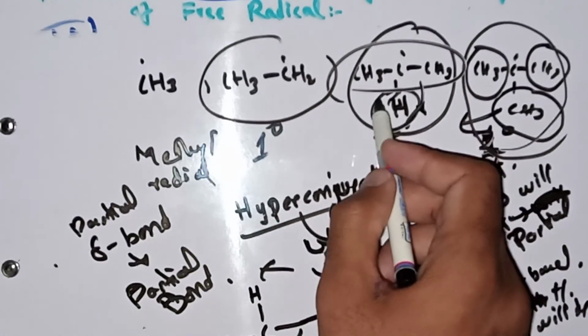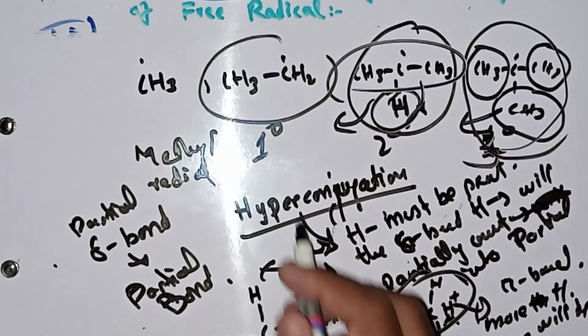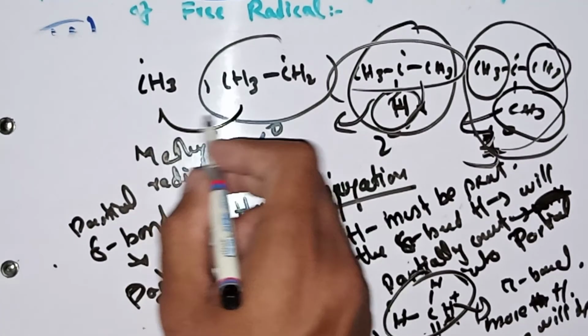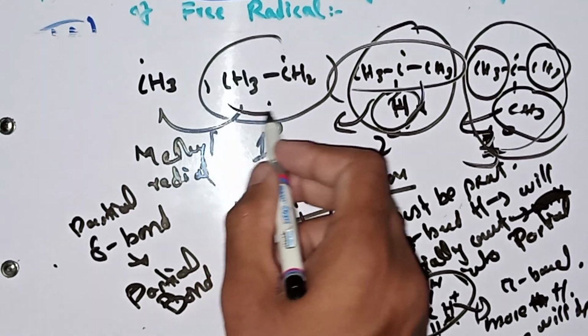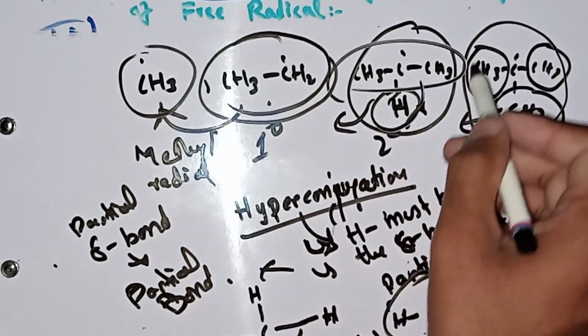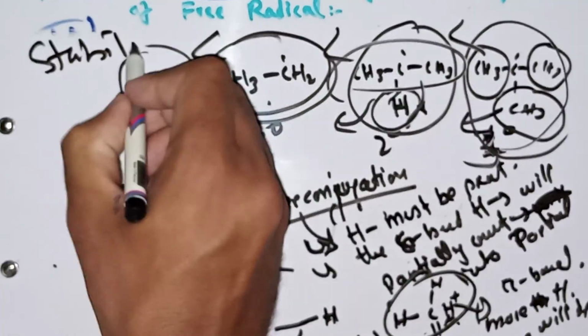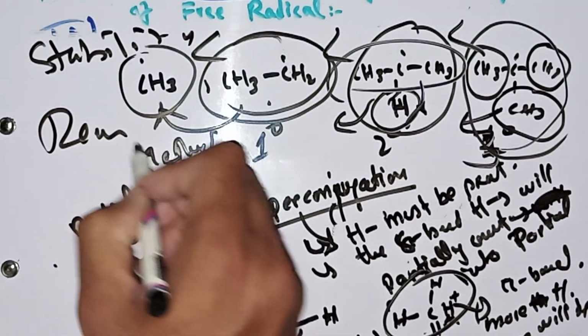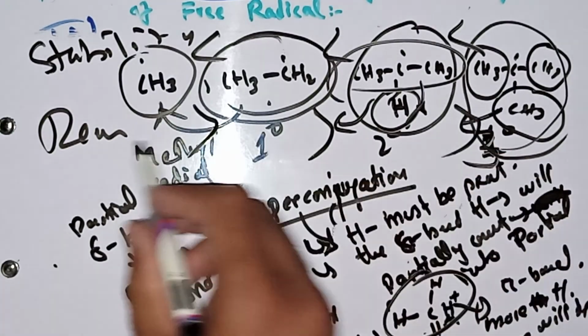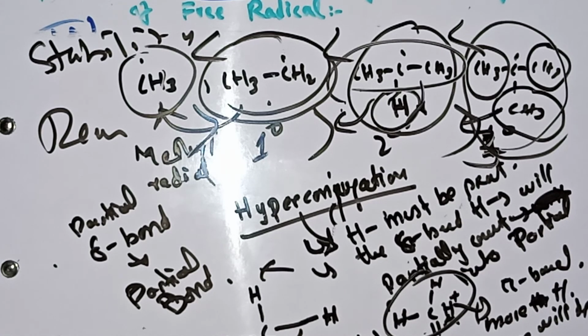The secondary free radical stability will be more than the primary free radical, and the primary free radical stability will be more than the methyl radical. That is the stability order. The reactivity order is the reverse: this will show more reactivity, this less, this very less, this very very less reactivity. These are the concepts of free radicals. I hope you have understood clearly.